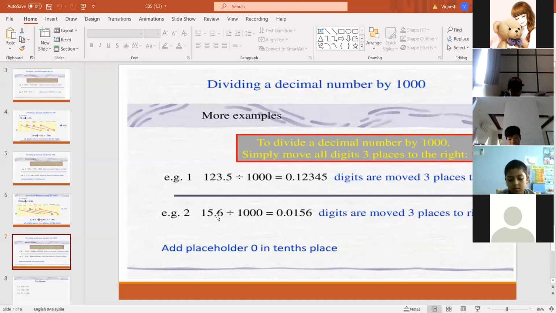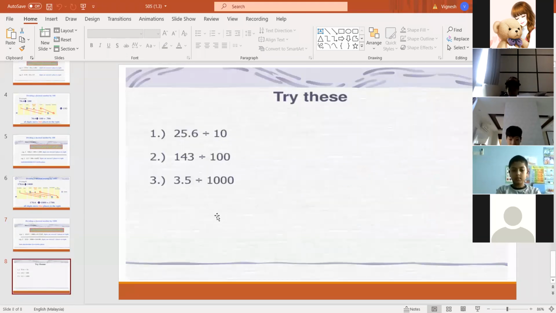And the same goes for dividing. Divide by 10 means you are moving 1 decimal place. 100 means 2 decimal places. 1000 means 3 decimal places to your left. Understand or not? Understand, teacher. Okay, very good.